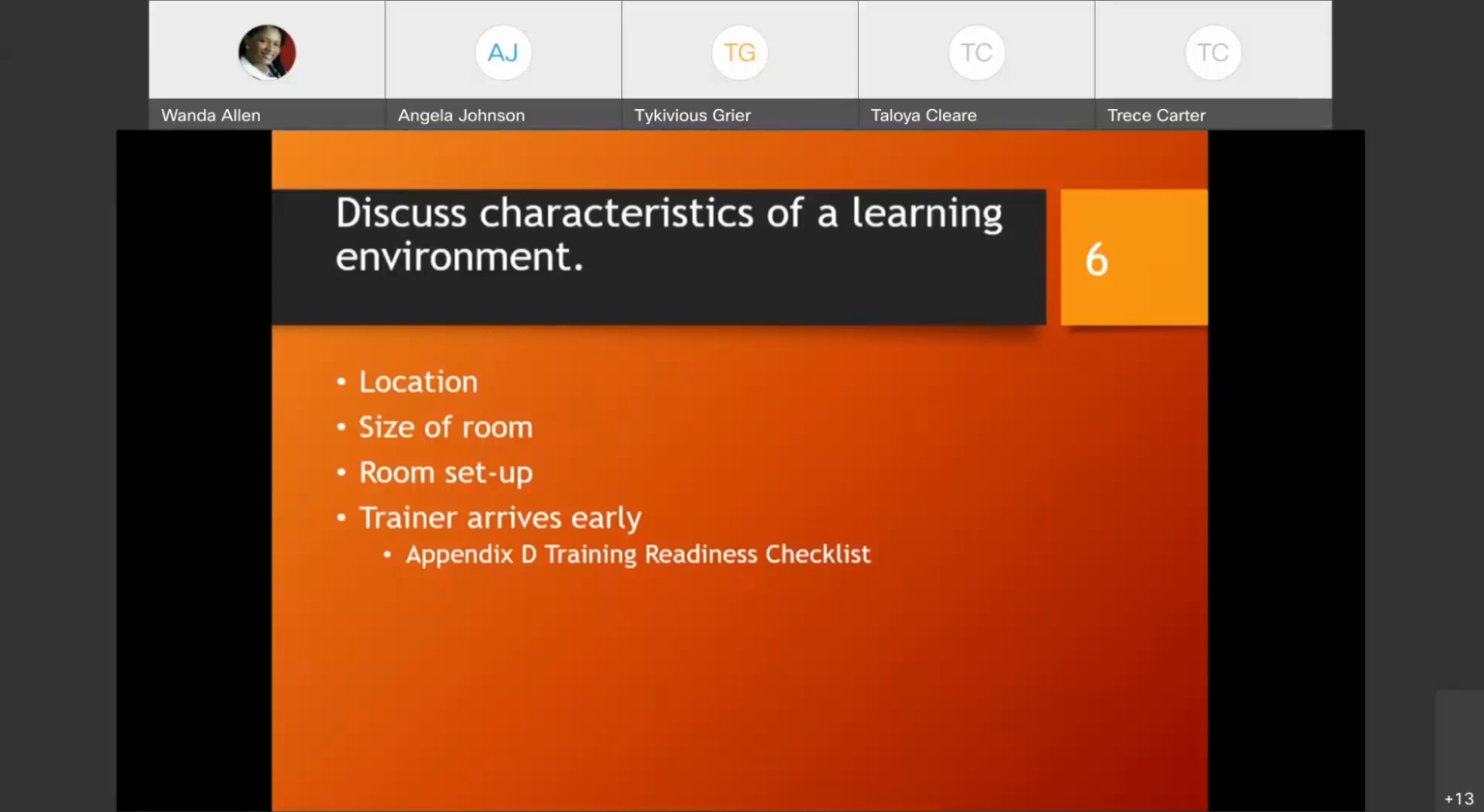It gives you information related to what to do several weeks prior to the class, 1 to 2 days before the class, and then the day of the class. For example, several weeks prior to the class, you want to make sure you schedule the trainer for the class, schedule a helper if needed to assist with registration and activities during the class.